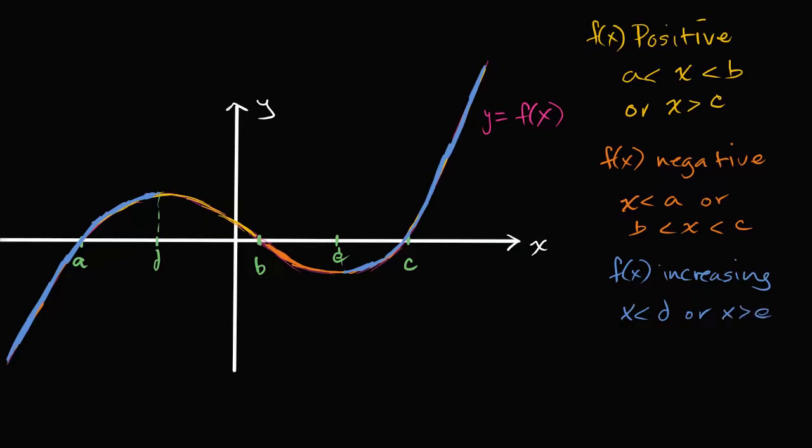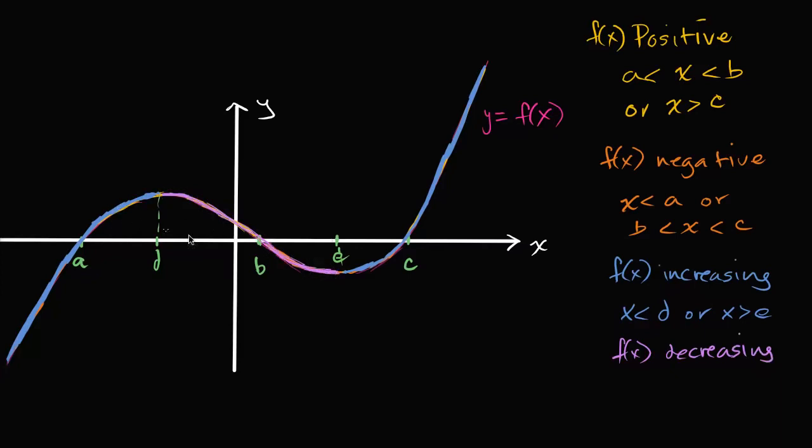And where is f of x decreasing? Let me do this in a different color, a mauve. Well, it's going to be right over here, right between x equals d and x equals e, but not exactly at those points, because at both of those points, you're neither increasing nor decreasing.